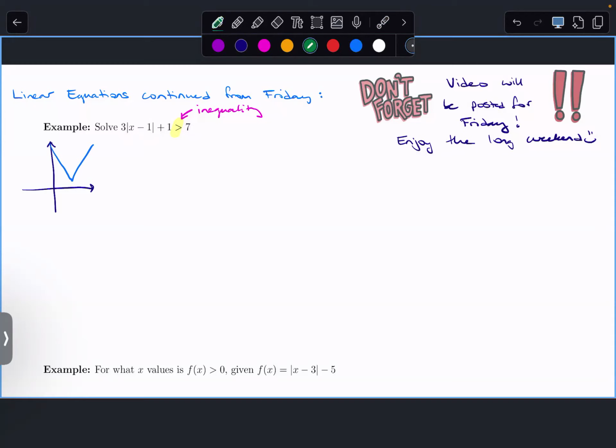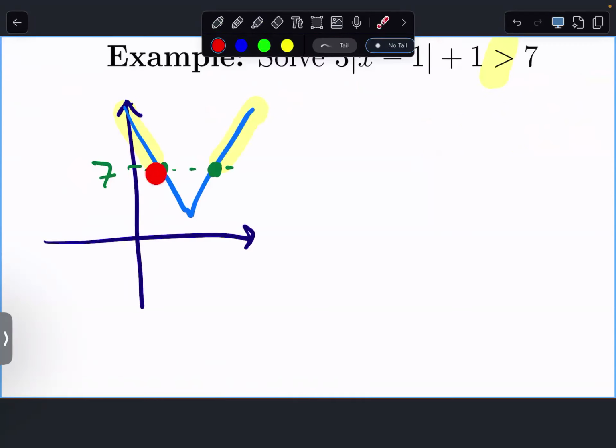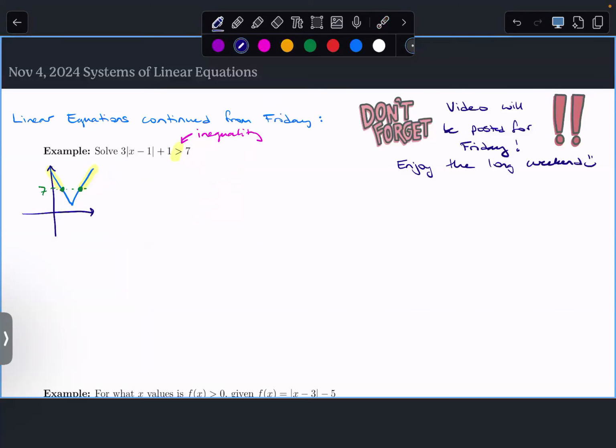And we want to know, where is it greater than or equal to 7? This thing is greater than or equal to 7 in 2 sections. Now, how I like to solve these is I find where it's equal to 7, and then I use test points. So I don't need to know what it looks like. It's helpful, obviously, but if we pretend that we don't know what it looks like, we can just use test points.